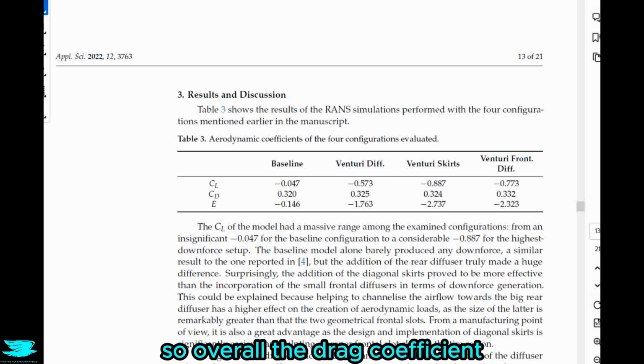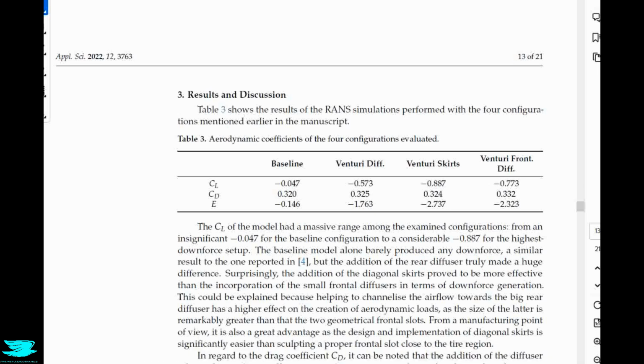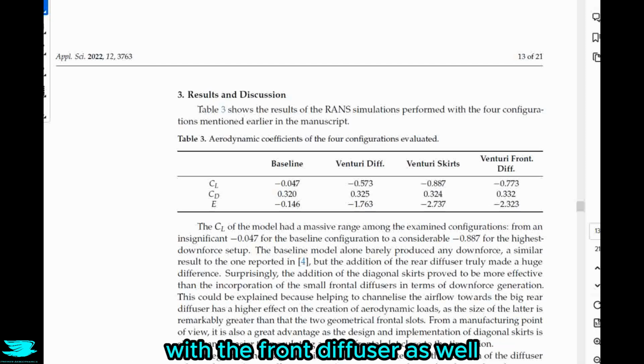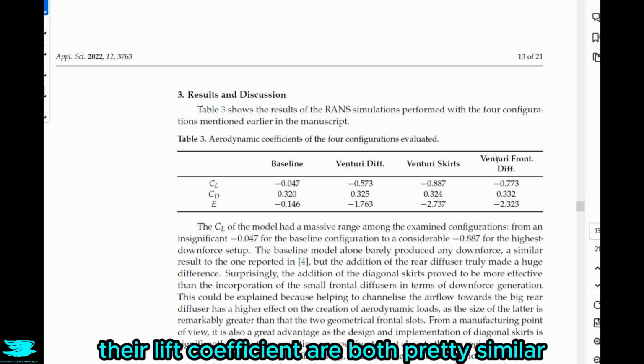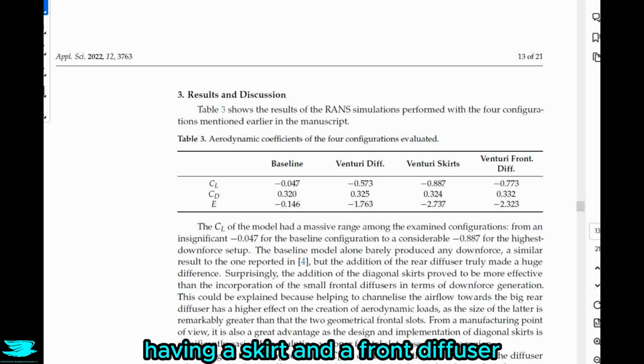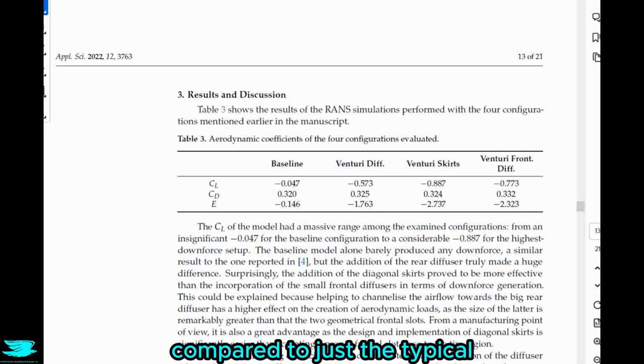So overall, for the lift coefficient, the diffuser with the venturi skirts performed the best. However, given the uncertainty in the simulation, I would say it's kind of neck and neck between this setup and the diffuser with the front diffuser as well. Their lift coefficients are both pretty similar, and I think would be within the uncertainty of the CFD. Either way, it shows that both having a venturi skirt and a front diffuser greatly increases the downforce of this car compared to just the typical diffuser and nothing else.